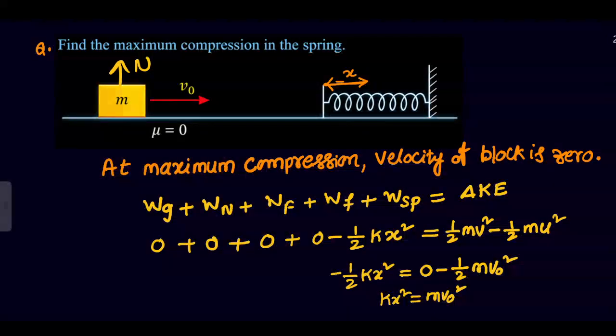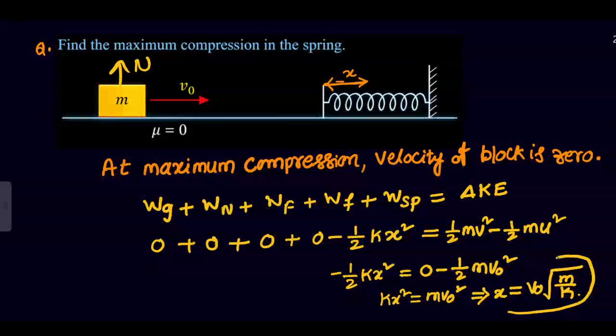They ask us to find the compression, that means we should get the x value. x is equal to v0 into square root of m by k. This is the maximum compression of the spring.